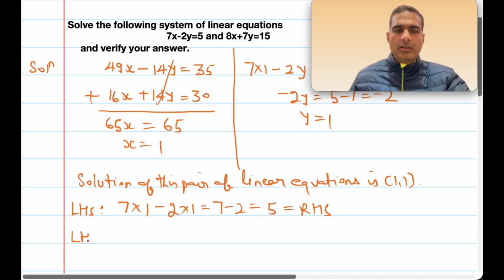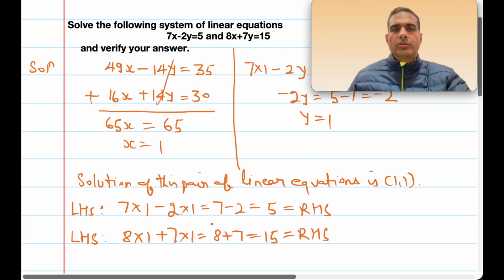Similarly, for the second equation, we can verify by substituting x is equal to 1 and y is equal to 1. We got 8 plus 7, that is 15, and that is equal to the right hand side. So we saw that in both the equations, if I substitute x is equal to 1 and y is equal to 1, the left hand side is equal to the right hand side. It means we verified our answer that it is correct. So this was the simple application of the elimination method to solve a system of pair of linear equations.